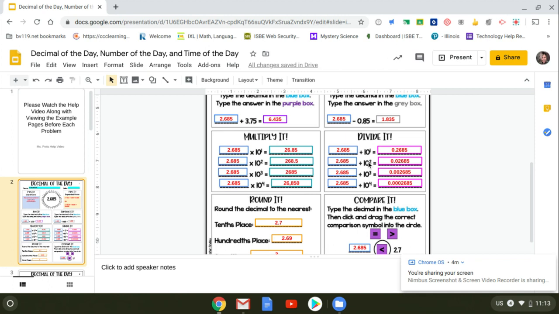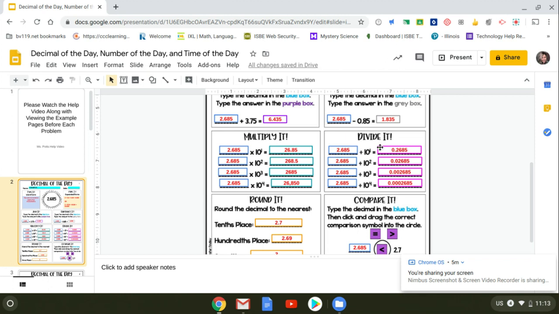Next, you're going to divide it. So like multiplying, we're shifting, but instead of shifting right, you're going to shift left those many places. So 10 to the power of 1, I'm shifting my decimal left. So that means I have to go in this direction. So my decimal point would go in front of the 2. And you can see here's my answer.